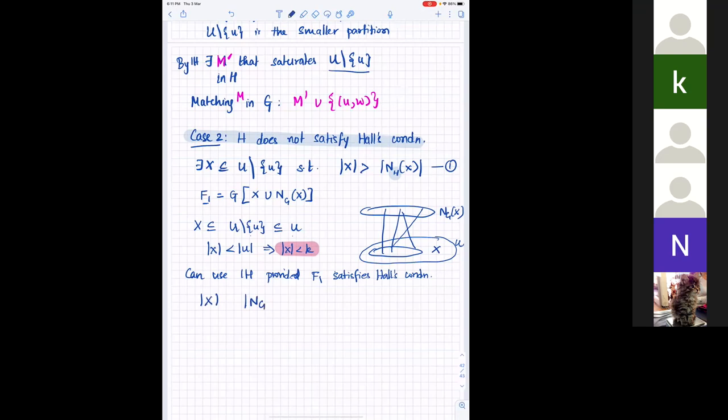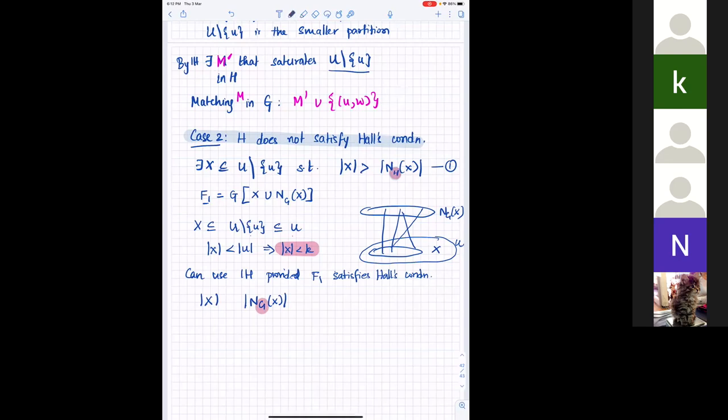So let's look at X. Let's look at the cardinality of the neighbors of X in G. Is this less than or equal to, or greater than? It is greater than, right? Why is it? Because that is what we assumed, because H does not satisfy Hall's condition. No, right? Okay, sorry, this is the neighborhood of X in G.